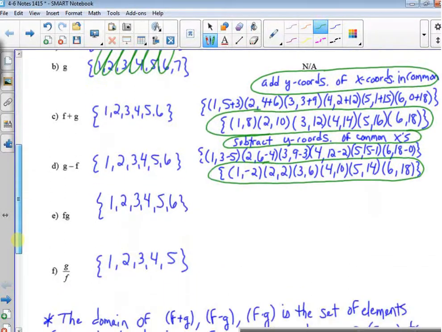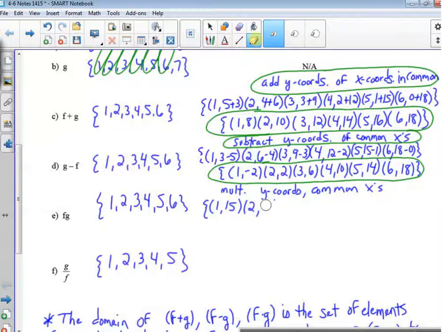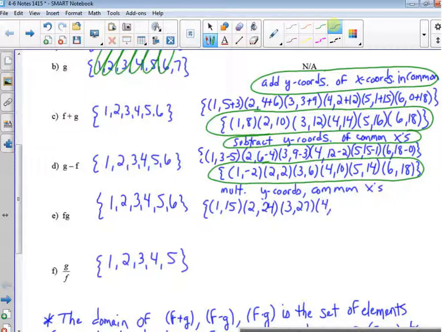All right, so then obviously we're going to do the same thing for f times g. We're now going to multiply the y coordinates of the common x's. Okay, so 1 comma, we're going to take 5 times 3. 2 comma 4 times 6. Oh, I'm just going to write that this time. We don't need to write that out. That's 24. 3 comma 3 times 9. 4 comma 2 times 12, so 4 comma 24. 5 comma 1 times 15, or 15, and 6 comma 0 times 18, or 0.